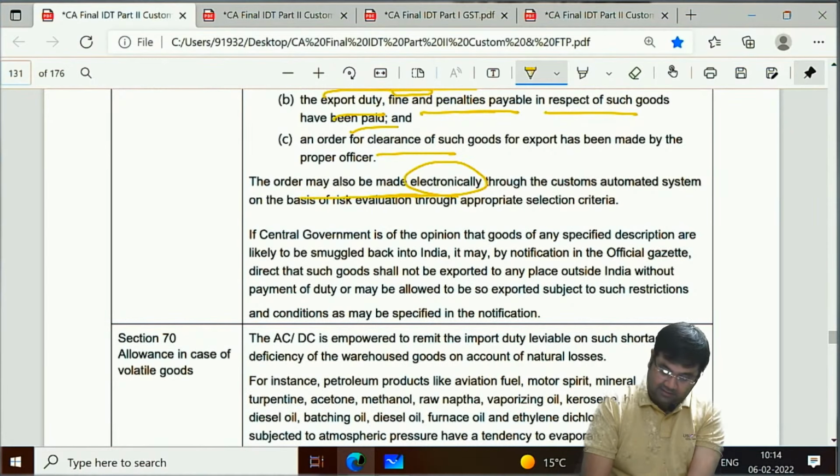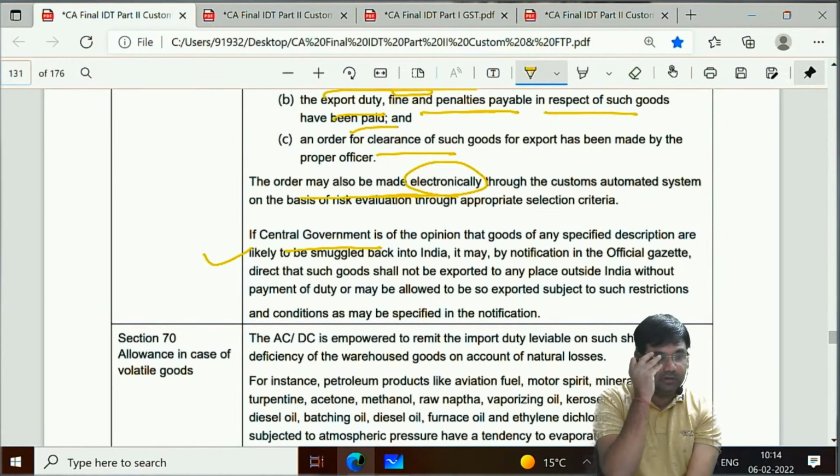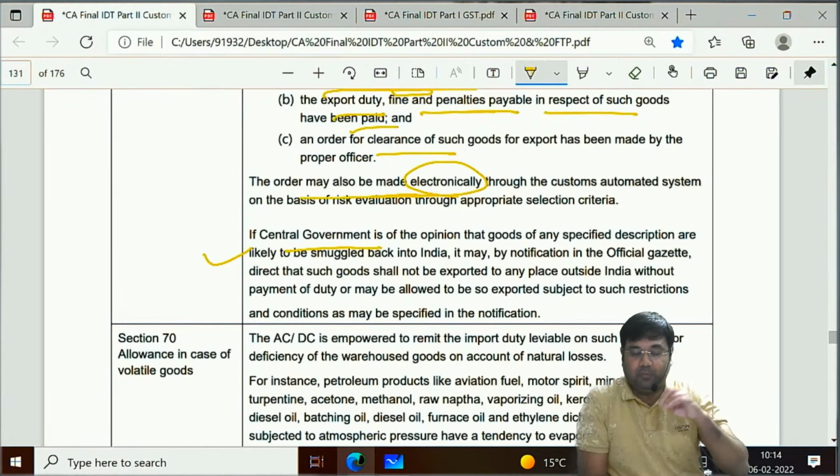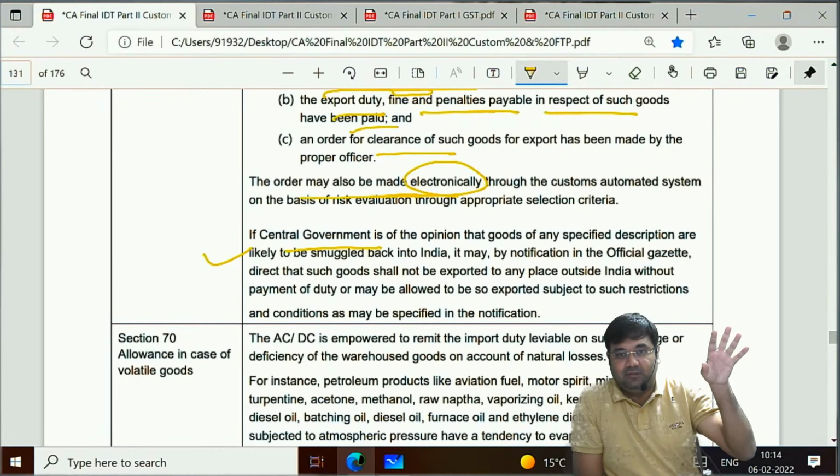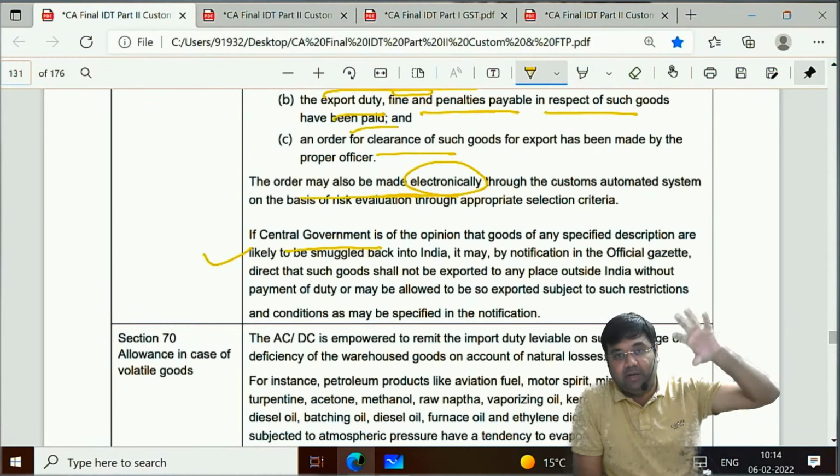But this section 69 also says one thing: if the central government is of the opinion that the importer is exporting the goods just so that he doesn't need to pay import duty. Such an importer imported the goods, opted for warehousing, then later applied for export, filed a shipping bill or bill of export, and the proper officer gave permission. So he is basically showing that it is exported, but it may come back to India.